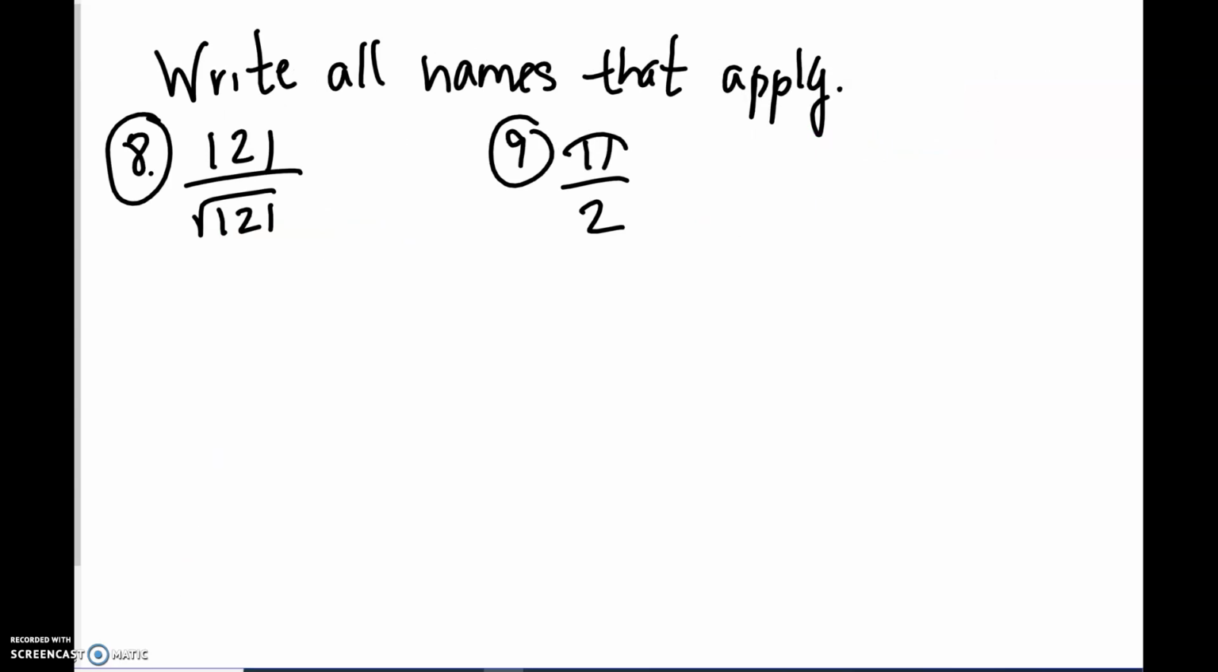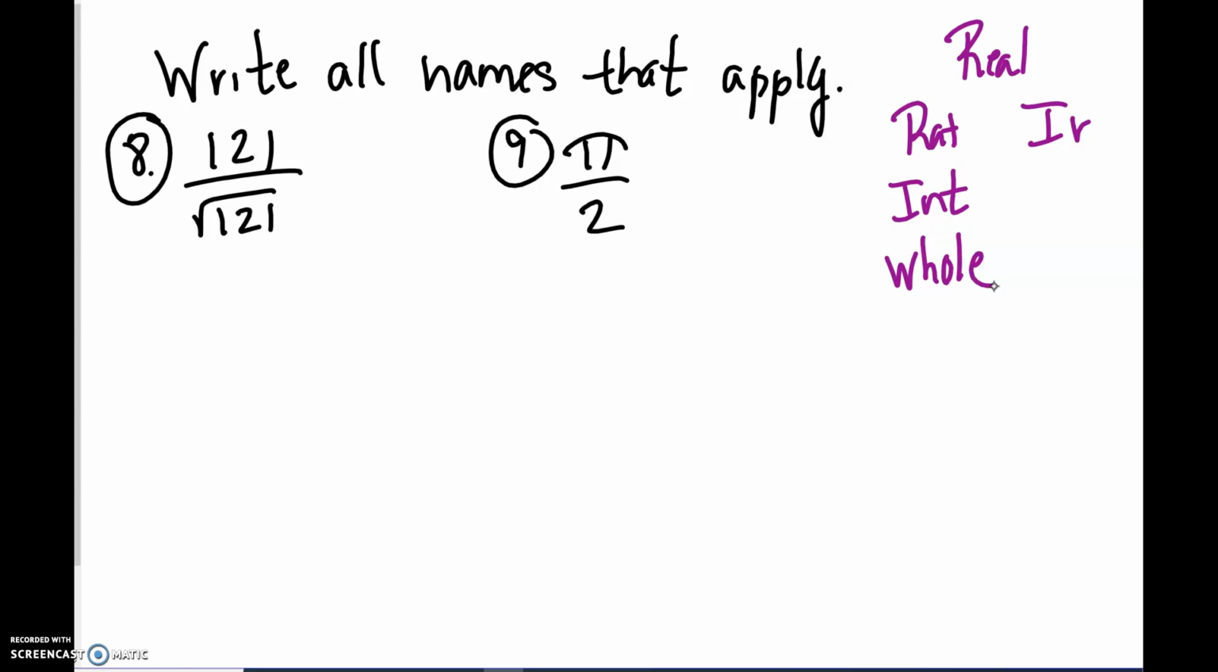All right, write all names that apply. So that's the stuff when we're talking about real, and then rational and irrational, integers and whole numbers. Okay, well, I see this symbol right here that I even skip 8 because I see that pi, and pi is irrational. So this one's going to be all these numbers are real and then irrational.